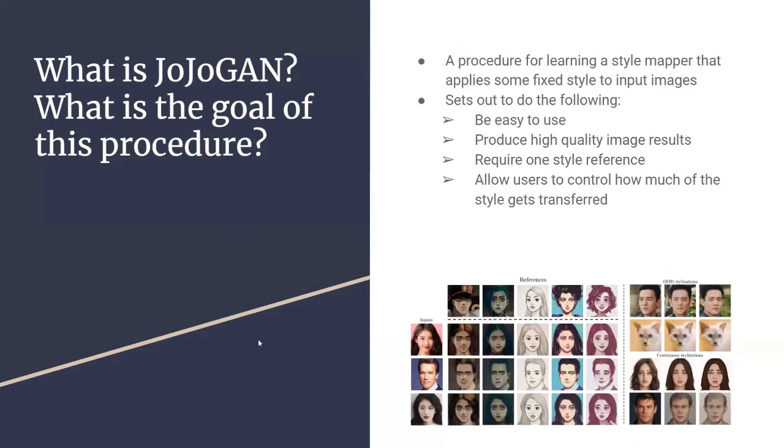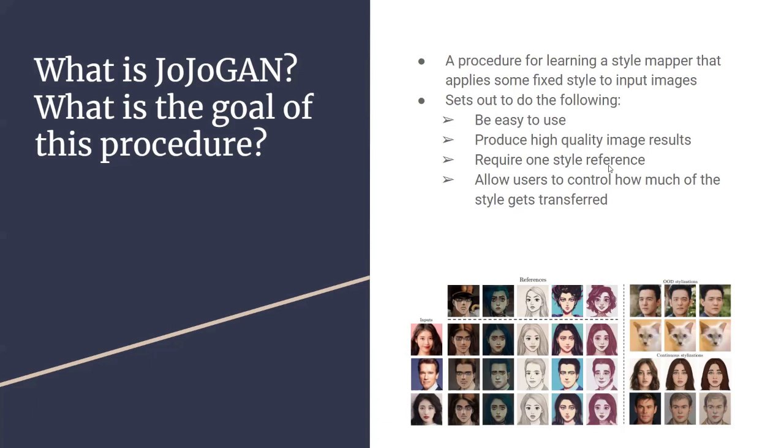So, what is JoJoGAN and what is the goal of this procedure? This is a procedure for learning a style mapper that applies some fixed style to input images. As you can see here, this is what I mean by input images, and up here is what I mean by reference images. The style mapper will apply a style. So these are the styles on one of these inputs, and then these here are the outputs. So it's kind of like a Snapchat image filter.